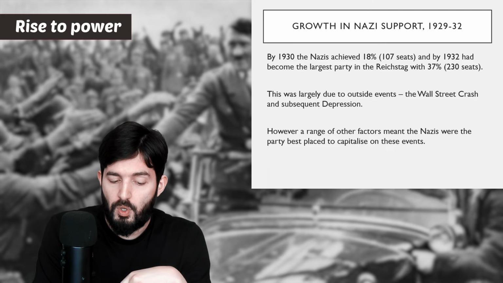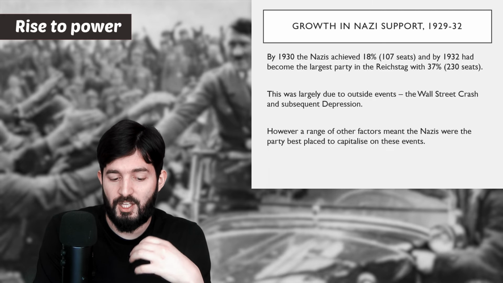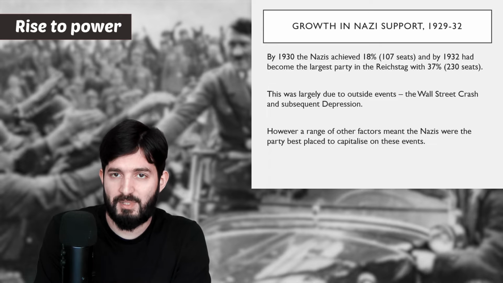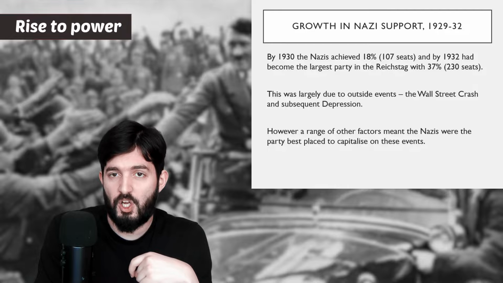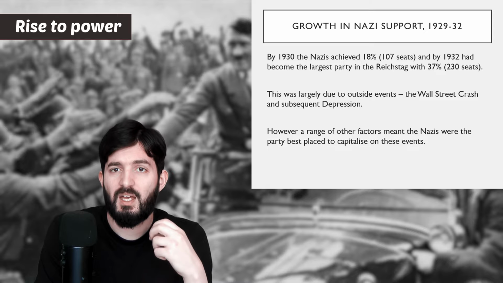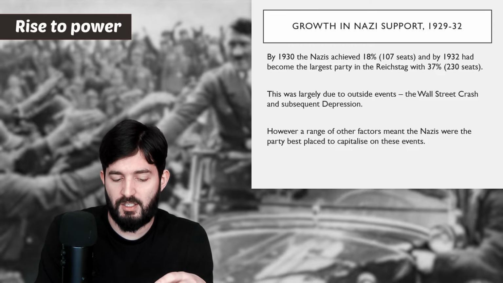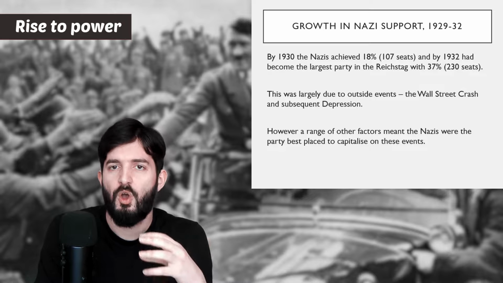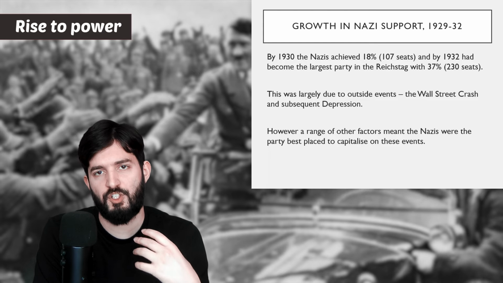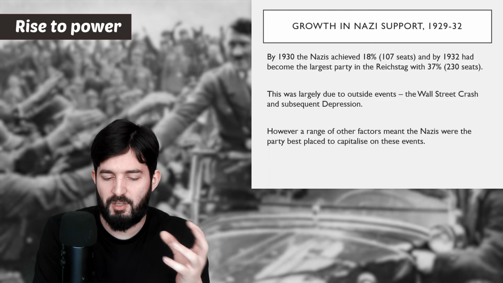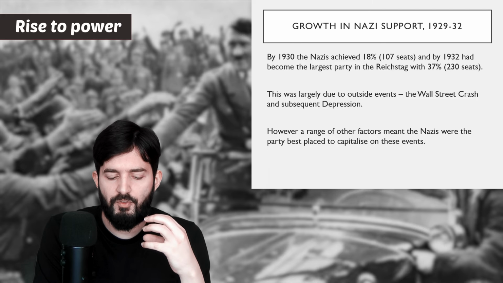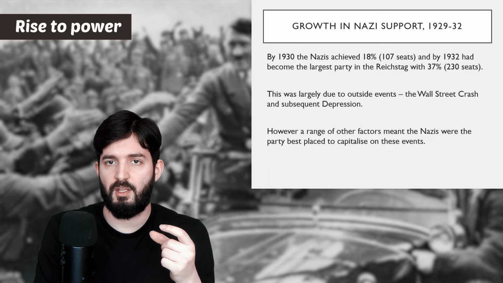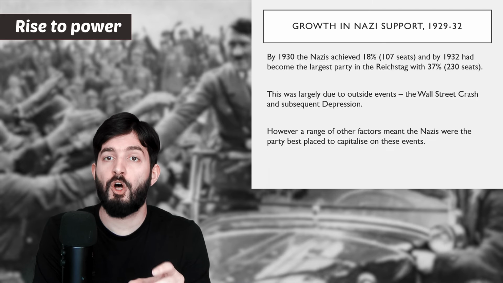By 1932, Hitler has transformed the Nazis into the largest party in Germany and the Reichstag. At one point, they gain 37% of the vote, which translates to 230 seats in the Reichstag. This is largely due to outside events, in particular the Wall Street crash and the subsequent depression. And so when it comes to the reasons why Hitler takes over Germany, this has to begin with the discussion of the depression. However, there are obviously a range of other factors you have to be aware of, because there is a reason why the depression benefits Hitler and the Nazis and not other parties.